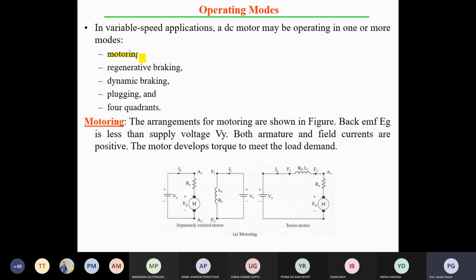Torque and omega both are negative. That is the basic reason. So I think all of you are able to understand. The second quadrant operation is known as regenerative braking. It has a specific name.